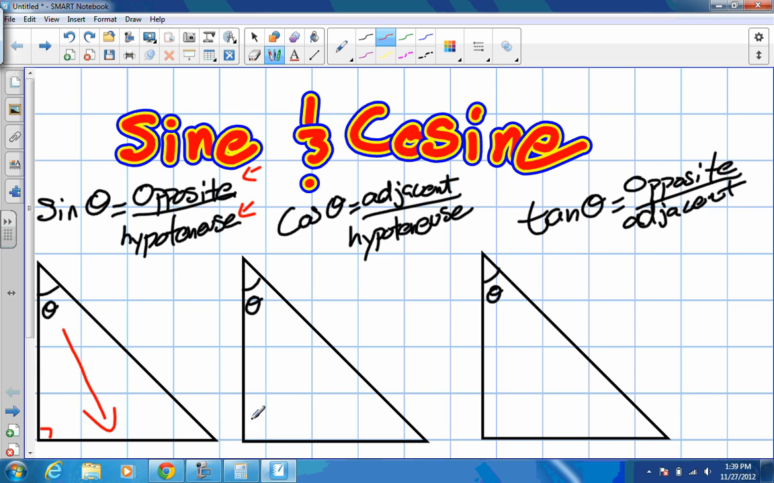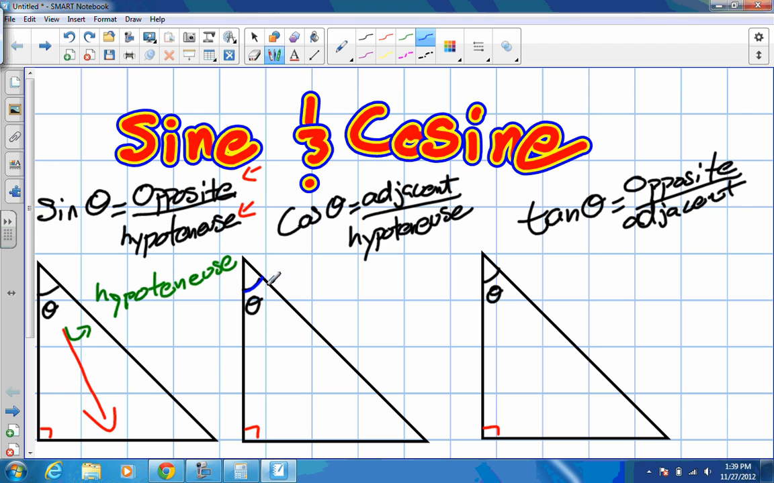The hypotenuse is always opposite of which angle? Right, of the right angle. So the hypotenuse does not change in any of our right angle triangles. And it's important to know that all of these ratios can only be used in right angle triangles. Sine, cosine, and tangent ratios are only used in a right angle triangle. So that would be our sine ratio.